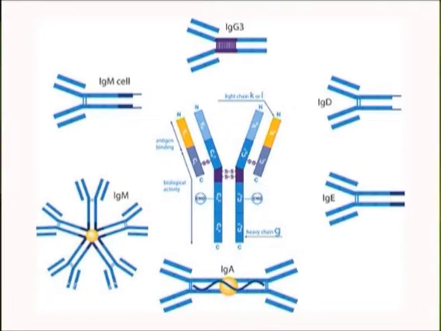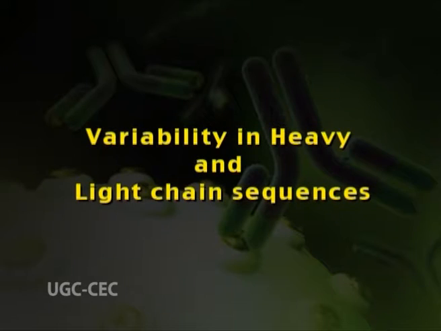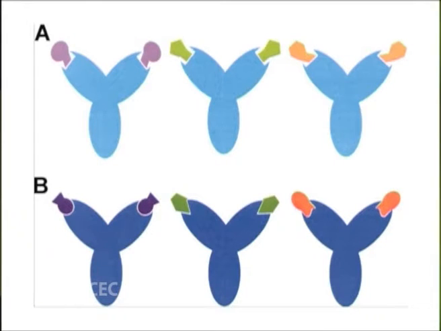Heavy chain sequences were of 5 types, which were named as alpha, mu, gamma, delta and epsilon. These are the heavy chain isotypes. Variability in heavy and light chain sequences. All the antibody molecules have some basic structure, but they exhibit enormous variability in the antigen binding capacity. There are around 10 raised to power 6 to 10 raised to power 9 different types of antibody molecules in an individual. This variability lies in the antigen binding fragment.